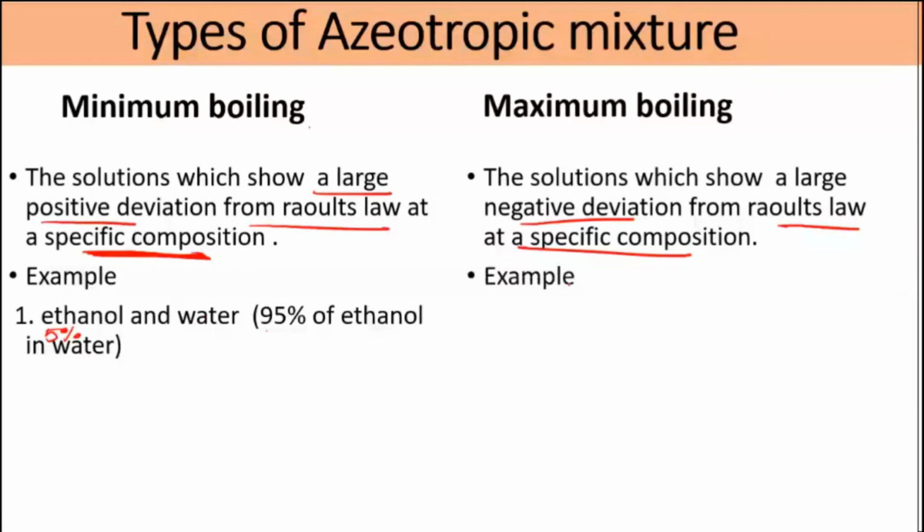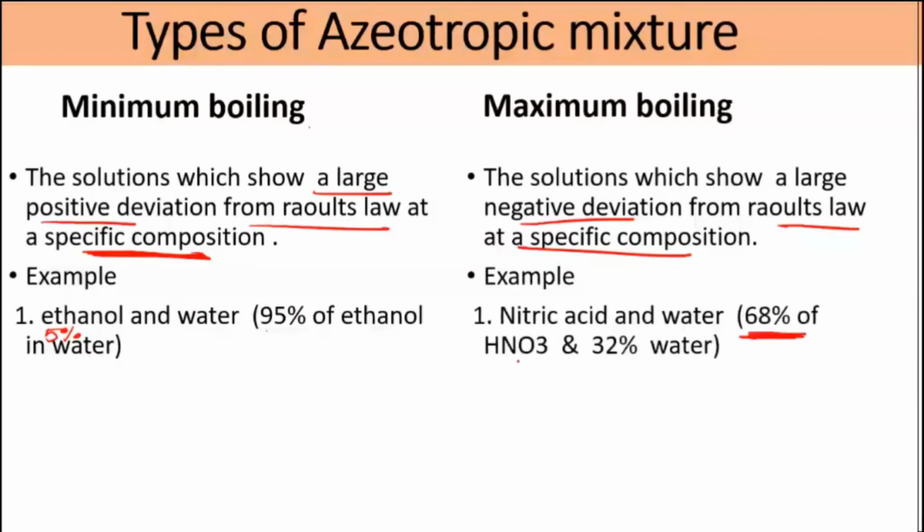And in the maximum boiling case, the example is nitric acid and water. Nitric acid and water at this particular composition, 68% nitric acid and 32% water, show maximum boiling, because the force of attraction is found to be very strong and the number of vapors formed is very small.